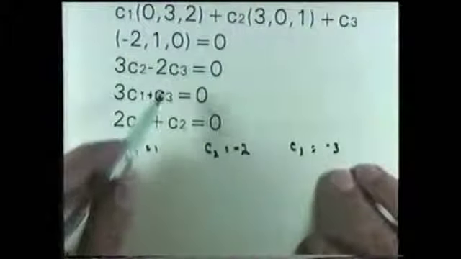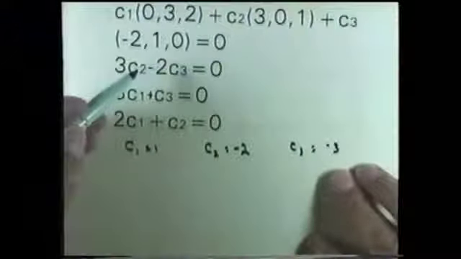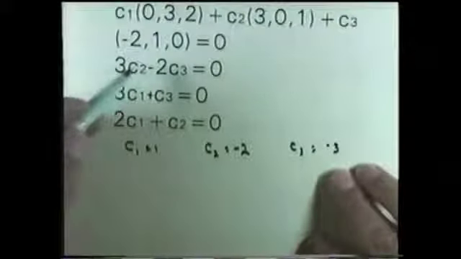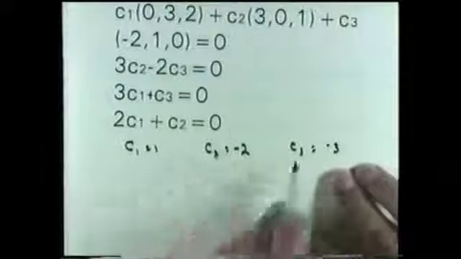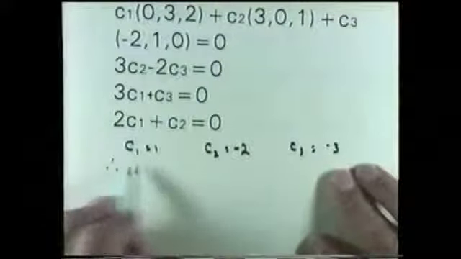Now I've got these answers using just these two, so make sure this one works. So 3 times negative 2 is negative 6, minus 2 times negative 3 would be plus 6. Negative 6 plus 6 is 0. So these three make all the equations true. So therefore, dependent.